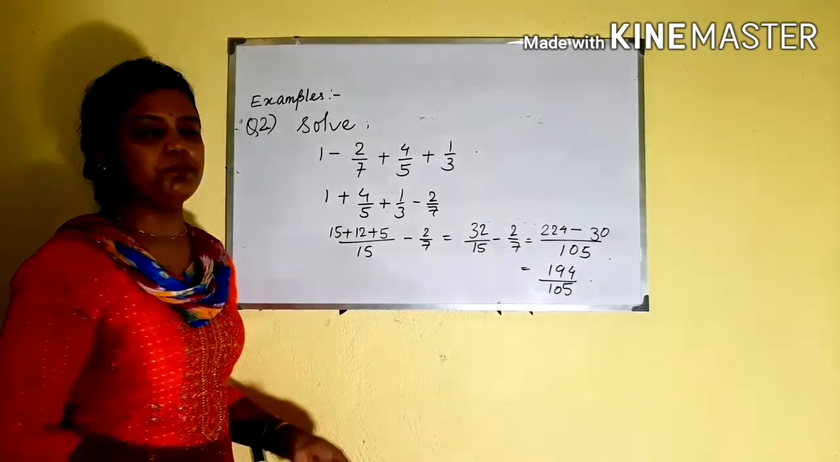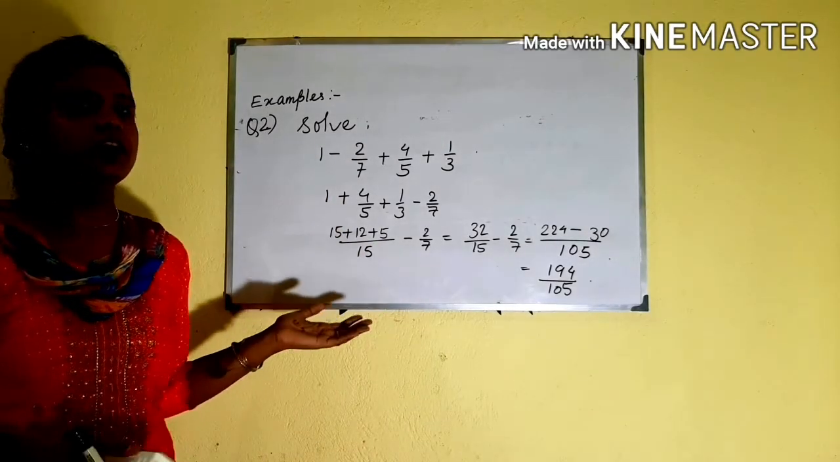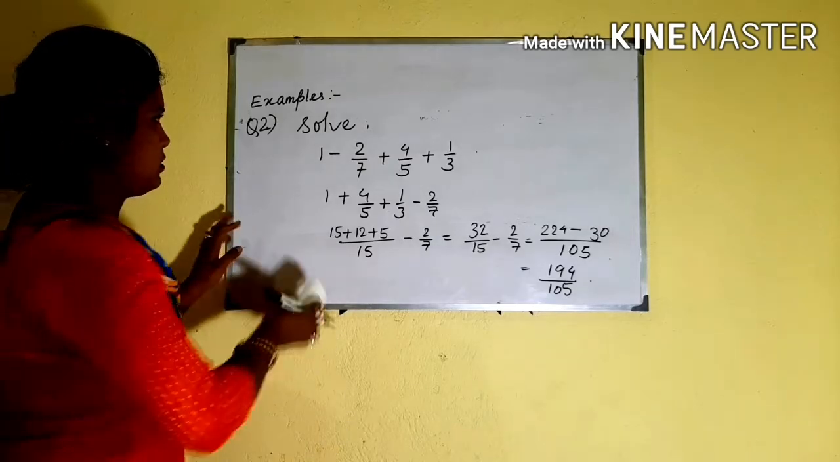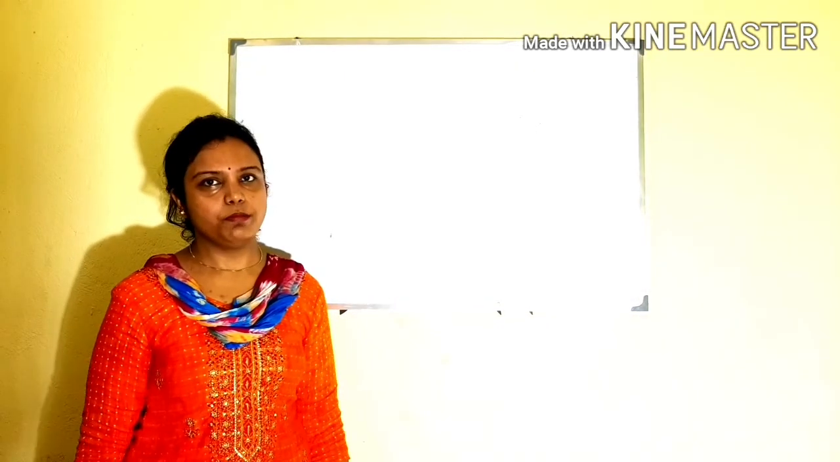So these are the particular small types of sums which come after the addition and subtraction properties. Next class we will be continuing with the multiplication and division properties.